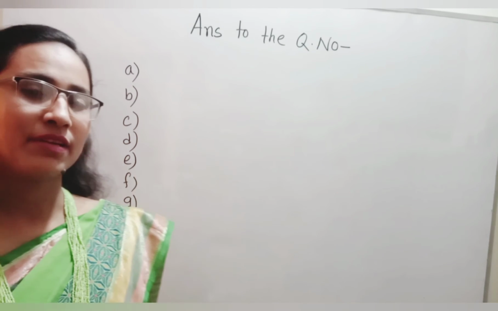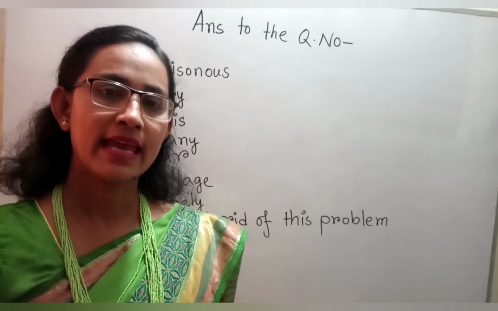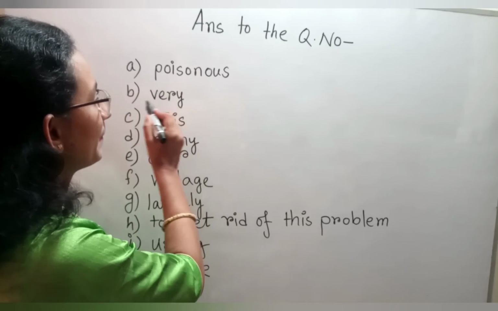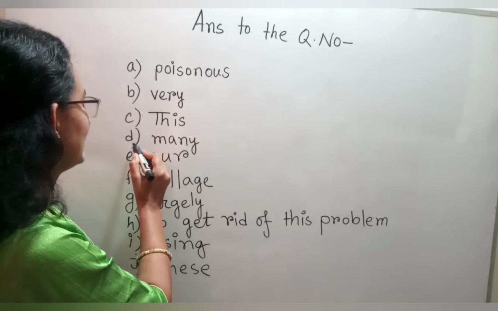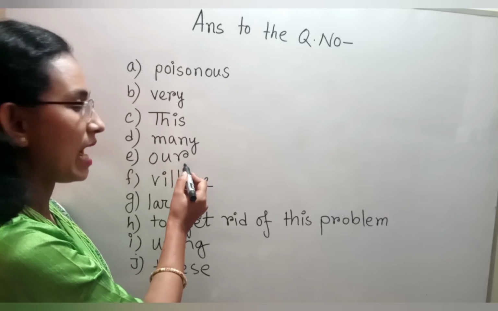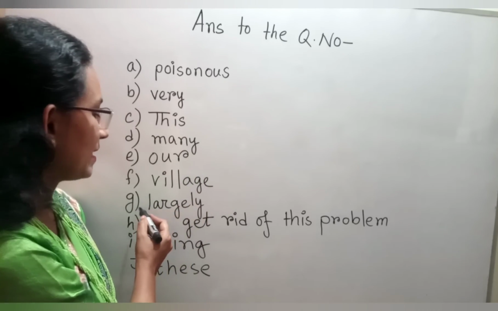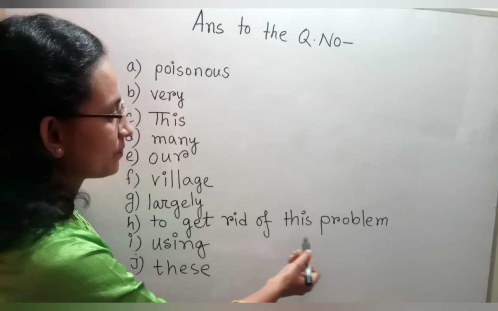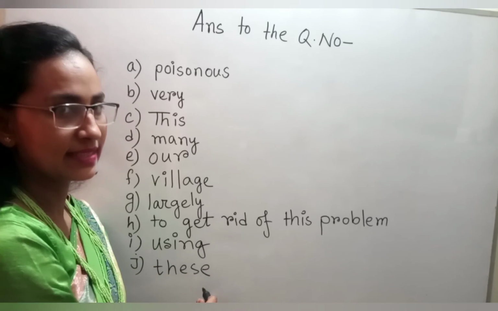Now I will show you the answer of Dhaka board. A number answer is poisonous. B, very. C, these. D number answer is many. E number our. F number village. G number largely. H number to get rid of this problem. I using. J these.